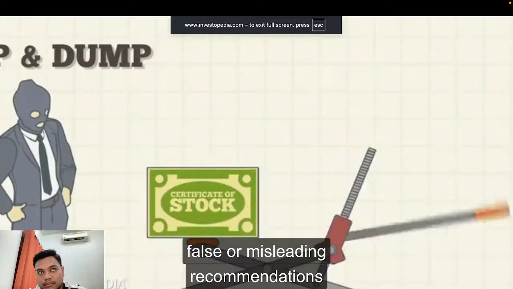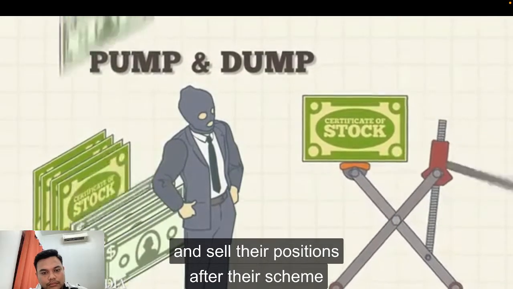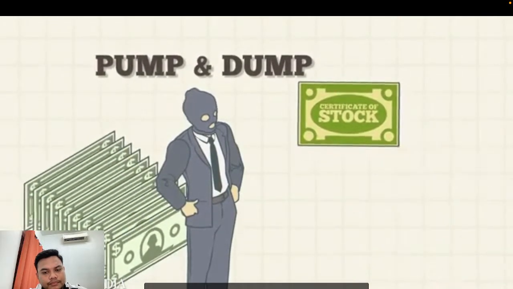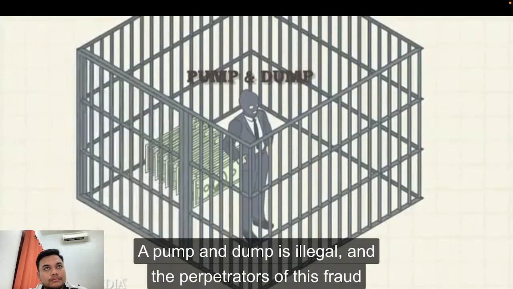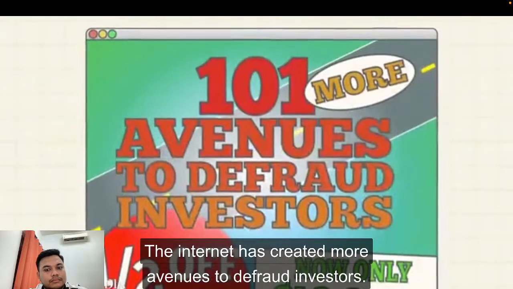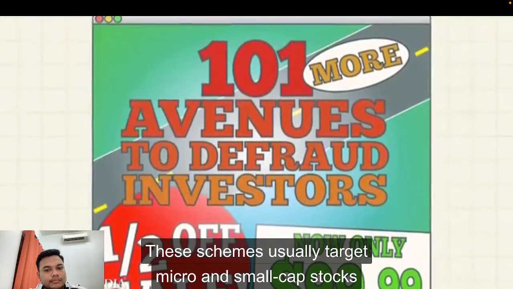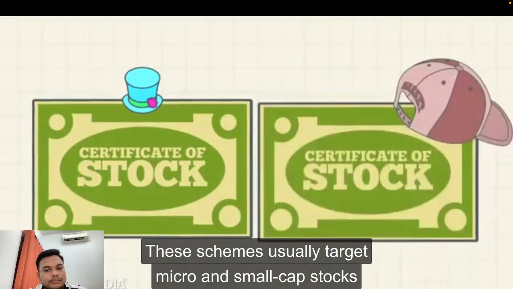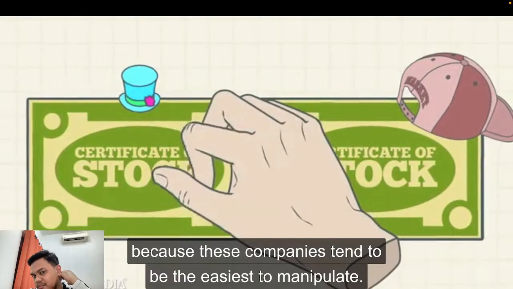value. The perpetrators already own stock in the company and sell their positions after their scheme leads to a higher share price. A pump and dump is illegal, and the perpetrators of this fraud can face hefty fines if caught. The internet has created more avenues to defraud investors. These schemes usually target micro and small cap stocks because these companies tend to be the easiest to manipulate.